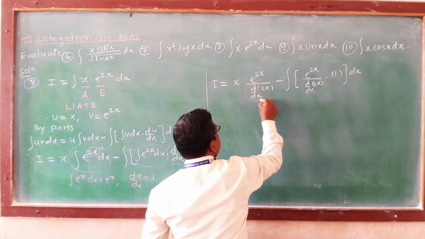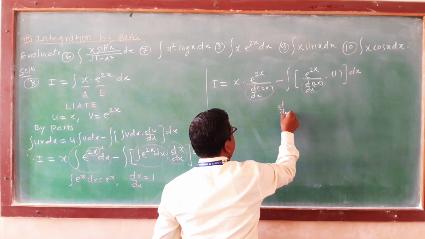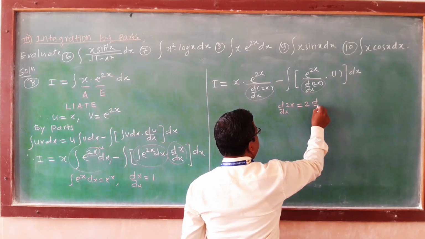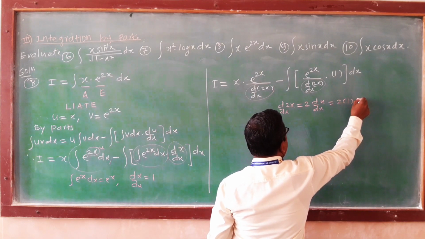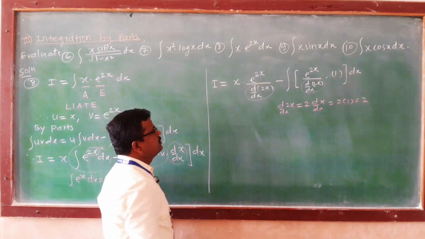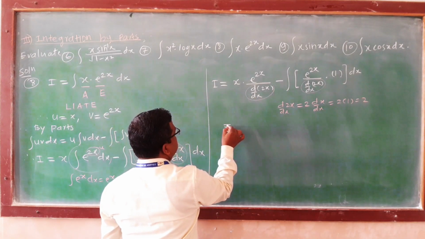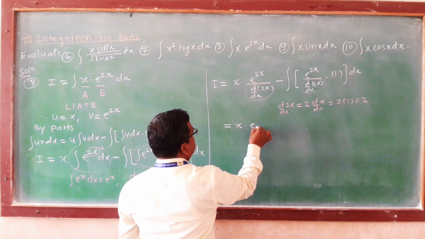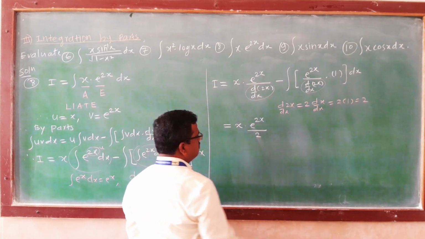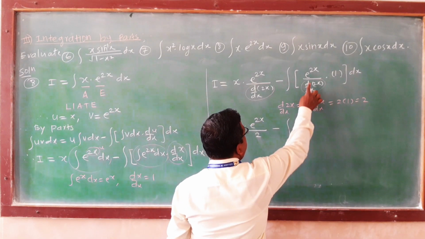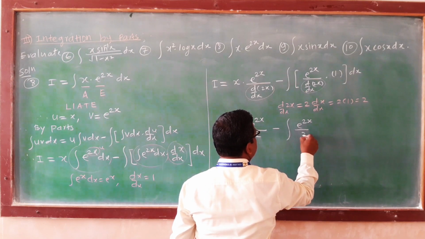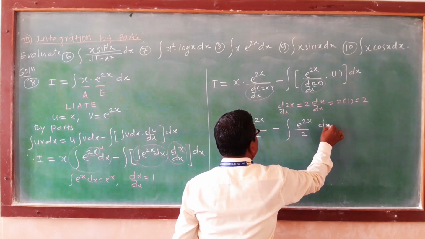Now the derivative of 2x, d by dx of 2x: 2 outside, d by dx of x, which is equal to 2 into 1, which is 2. So the value of d by dx of 2x is 2, which is equal to x e raised to 2x upon d by dx of 2x, that is 2, minus integration of again e raised to 2x, d by dx of 2x upon 2 into 1, with respect to x.